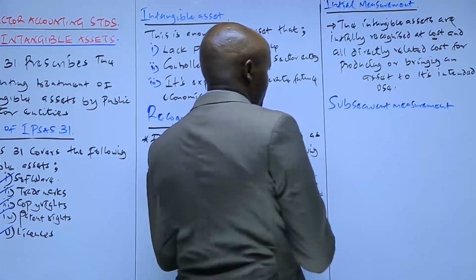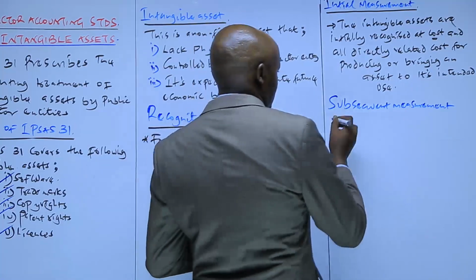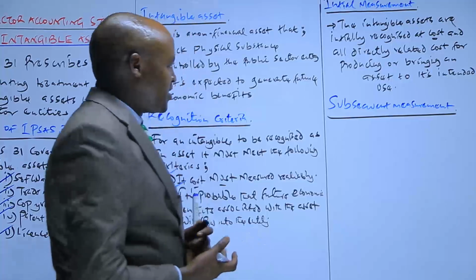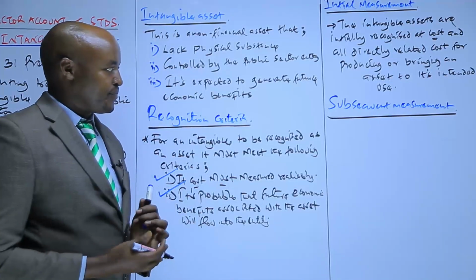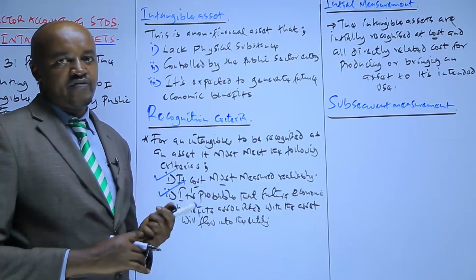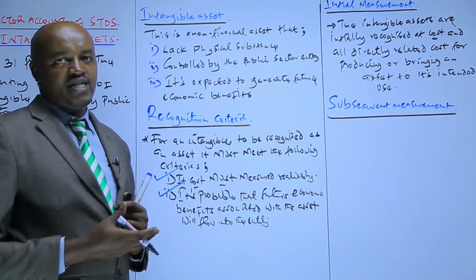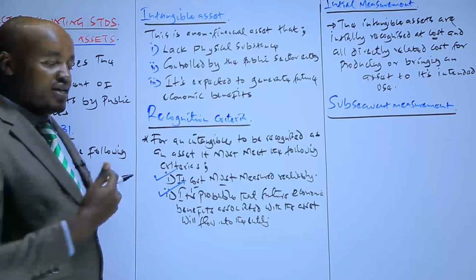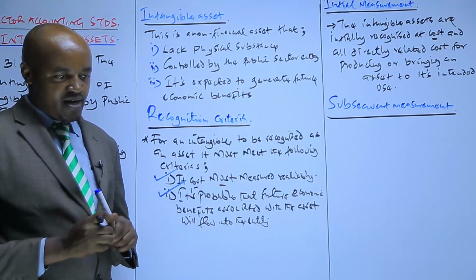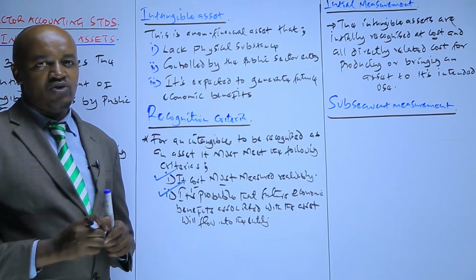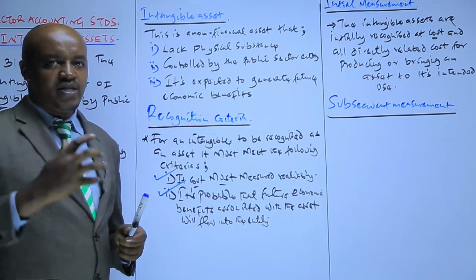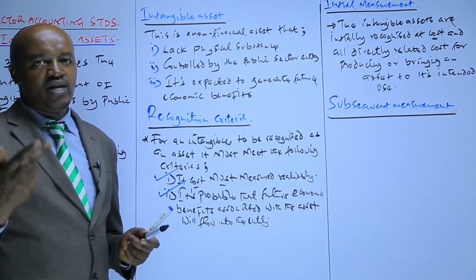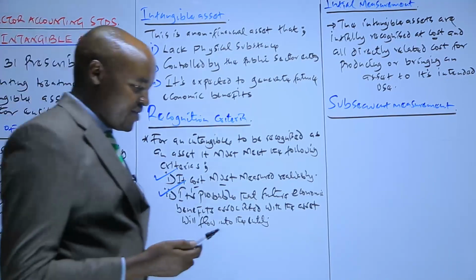So when we talk about the subsequent measurement here, we are talking of how, or basically the value at which this particular intangible asset should be recorded in the statement of financial position of these public sector entities at the end of each year. According to this standard, that is IFRS 31, a public sector entity may decide to use two models of determining the value for subsequent measurement. That is a cost model and what we refer to as a revaluation model.